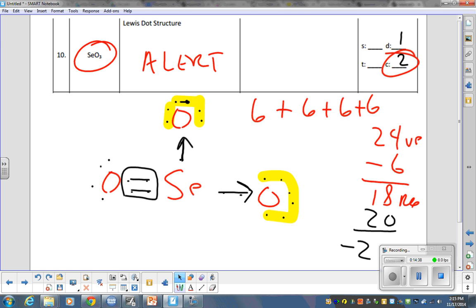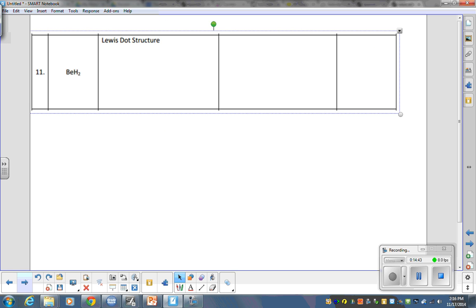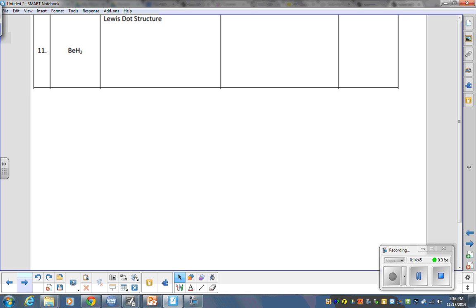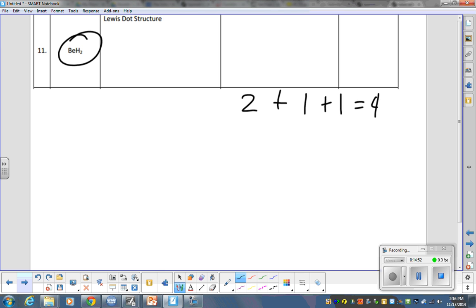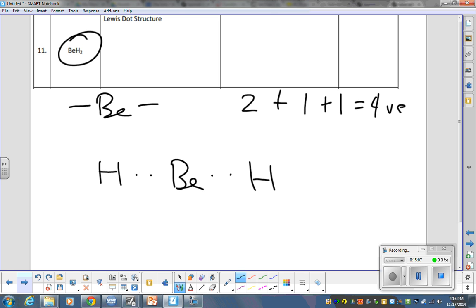Next one, BeH2. Well, this is another weirdo, beryllium. Beryllium has 2, H has 1 and 1 for a total of 4 valence electrons. So when you go to draw it, you go Be, H, and an H. Then basically what you do is you make a single bond. Notice beryllium only bonds on two sides. It can only handle 4 valence electrons. So I just used 4. 4 minus 4 is 0. Done. Single bond. Single bond. You are done. You only have 2 single bonds in that one, and that is it.